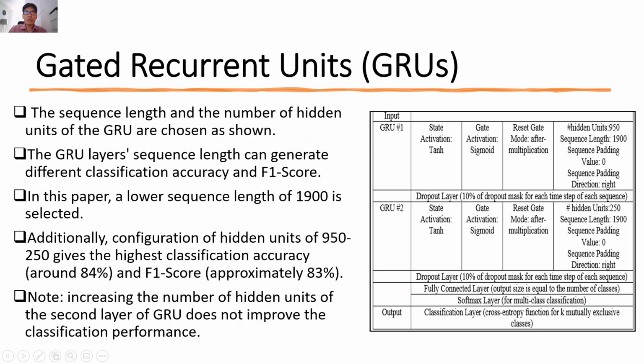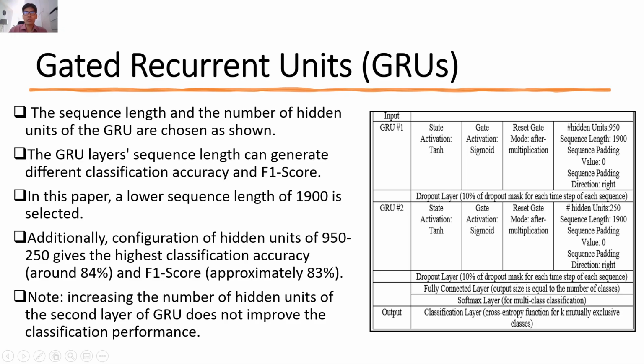The GRU layer sequence length can generate different classification accuracy and F1 scores. So in this paper, a lower sequence length of 1900 is selected, and additionally the hidden units of 950 and 250 are selected because they give the highest classification accuracy of around 84% and F1 score of around 83%. And we know that if we try to increase the hidden units beyond 2 layers, which is what we are currently using, we will find that it does not improve the classification performance.